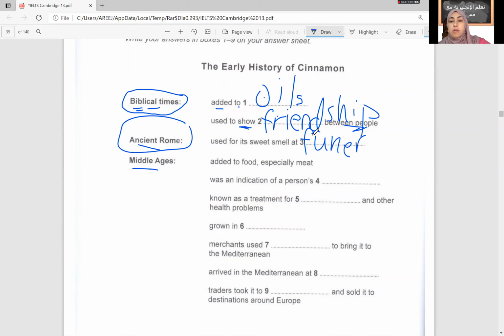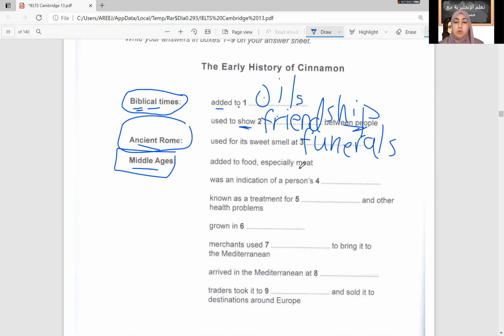Be careful with the spelling, guys. You need to be aware of spelling, and you need to know the correct spelling of every word. So be careful when you're transferring the answers. Okay, let's look now at the next one. Here it says Middle Ages.